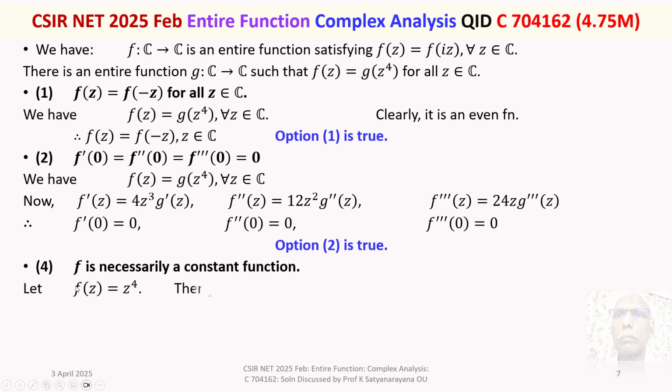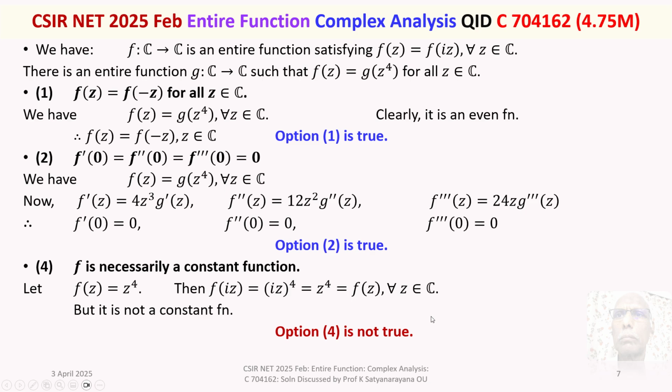So take a counterexample. f of z is equal to z to the power of 4. And f of iz is equal to (iz) to the power of 4, that is equal to z to the power of 4, which is equal to f of z. So that means it satisfies the condition f of z is equal to f of iz for all z belongs to C. But this is not a constant function. f of z equal to z to the power of 4 is not a constant function. Therefore, the assertion given in option 4 is not true. So option 4 is not true.